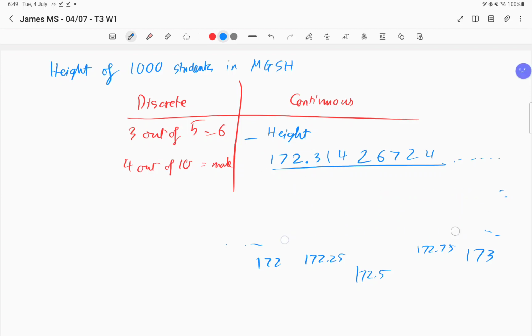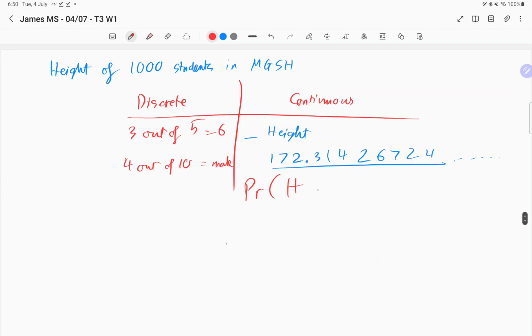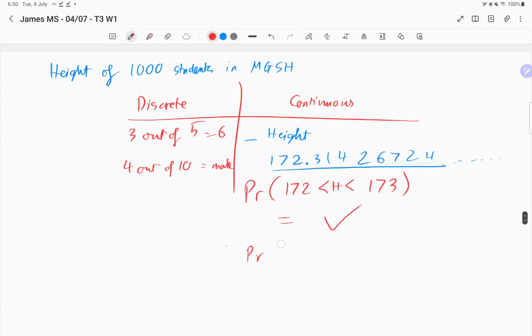So on a continuous scale, you normally want something like, what's the probability, Pr stands for probability, that the height H of a student at your school is between two values. So let's say between 172 and 173. Less than 173. Now this one you can find a value for. But the probability that someone's height is exactly 172 is equal to 0. As a whole number, it doesn't make sense. It will be 172 point something, something, something.